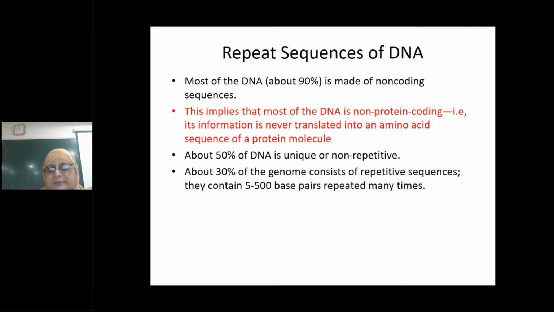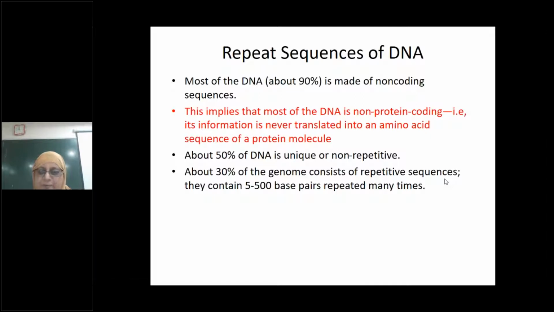Then we'll come to what the repeated sequences of the DNA are. We said that about 90% of the DNA is made of non-coding sequences, which implies that most of the DNA is non-protein coding. That means this information is never translated into an amino acid sequence of a protein molecule. About 50% of the DNA is unique or non-repetitive. Then about 30% of the genome consists of repetitive sequences. So we are saying that most of the genome is redundant and inactive.